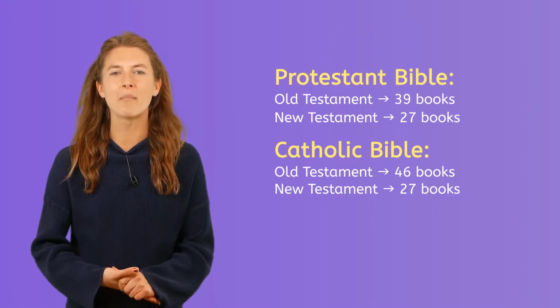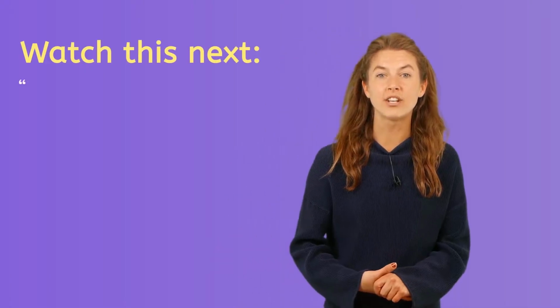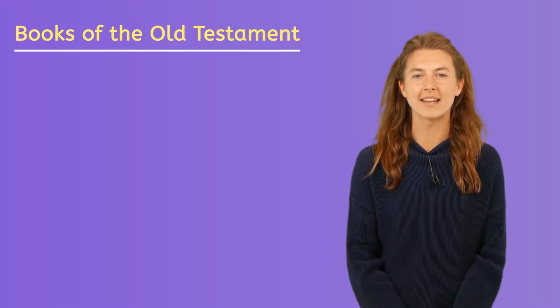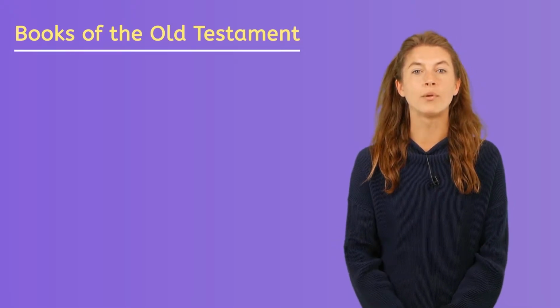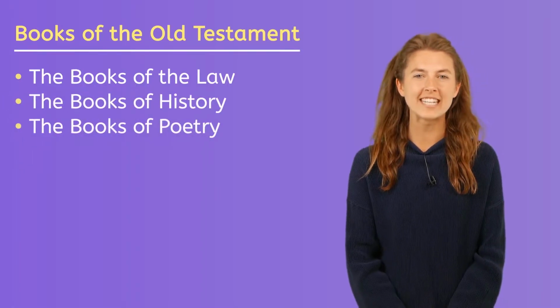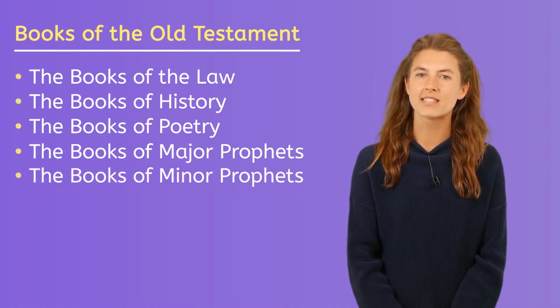It's easier to remember all the books if we look at how they are grouped. So, let's look at the books in the Old Testament first. In the next video, you will learn about the books in the New Testament. There are 5 groups in the Old Testament. They are the books of the law, the books of history, the books of poetry, the books of major prophets, the books of minor prophets. Now, let's look closely at each of these sections.